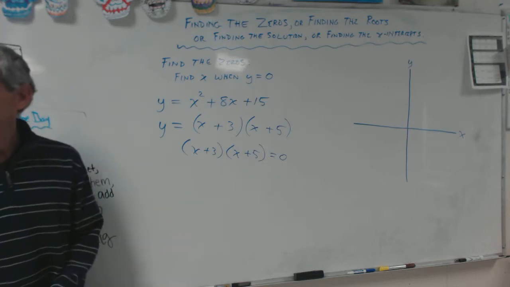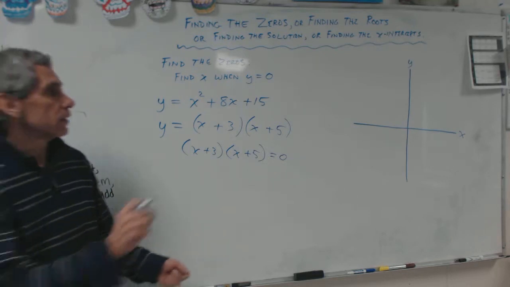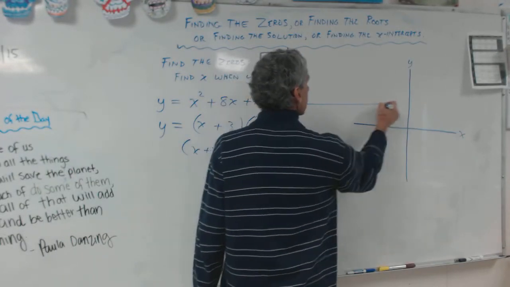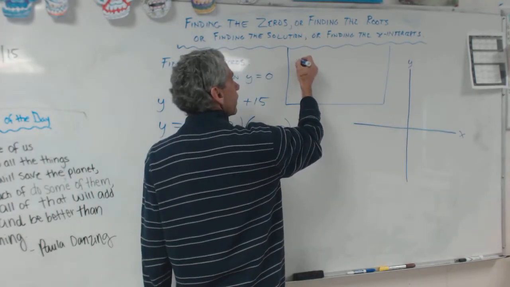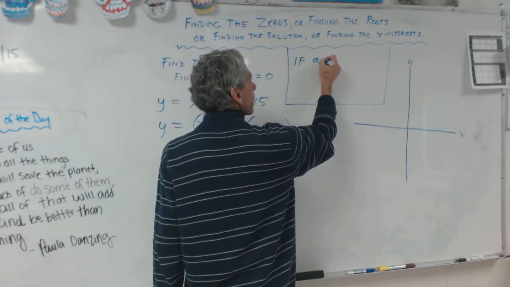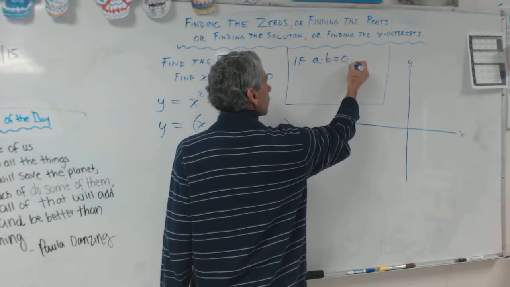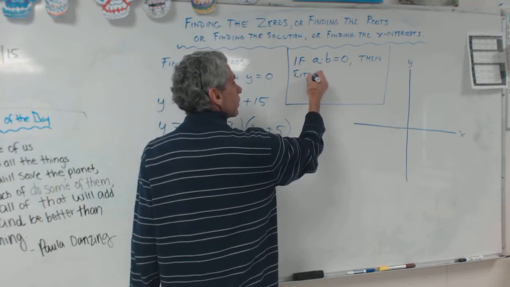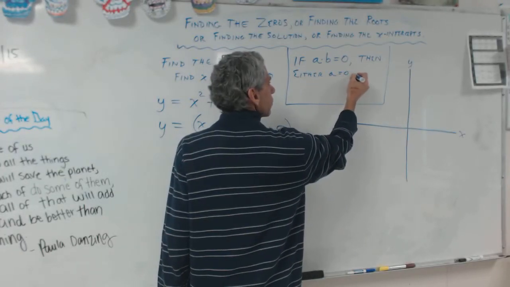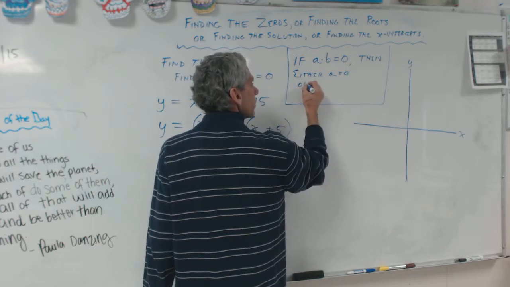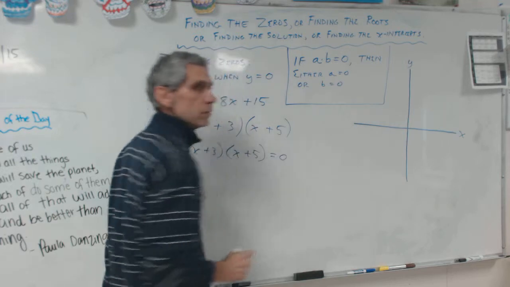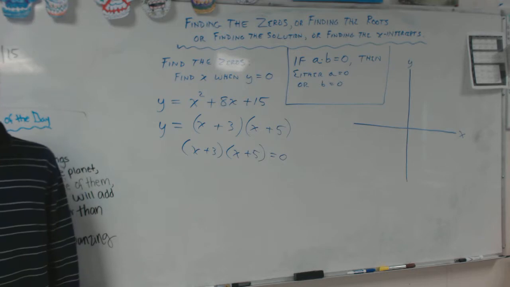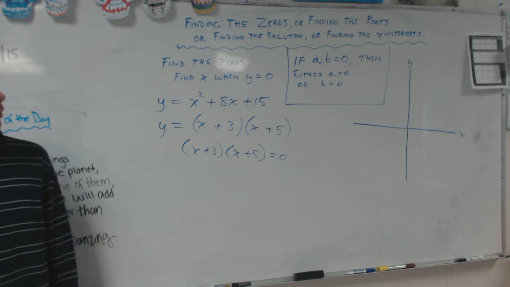There is a rule in algebra. All right? And this is the rule. I'm going to write it right here. The rule says if A times B equals 0, then either A equals 0 or B equals 0. If A times B equals 0, then either A equals 0 or B equals 0.